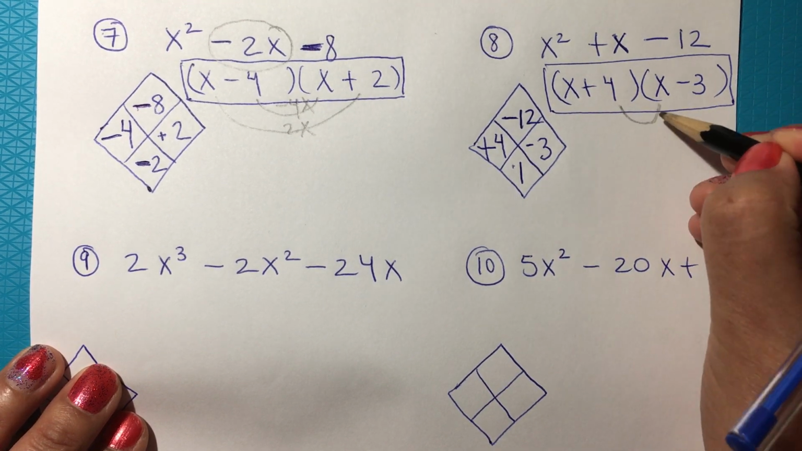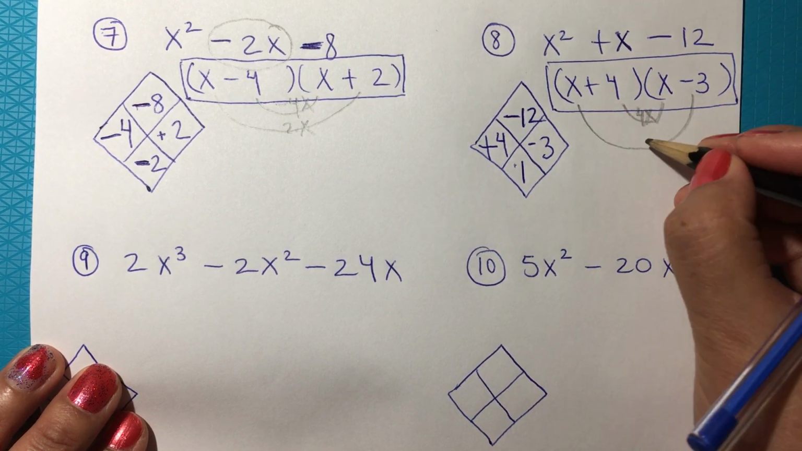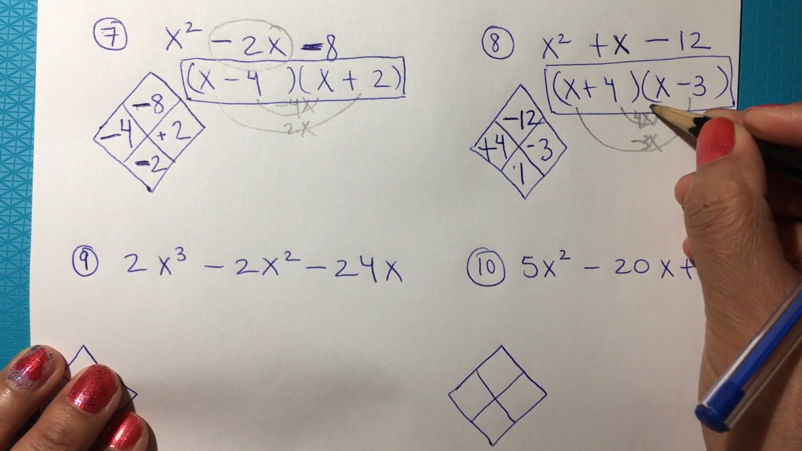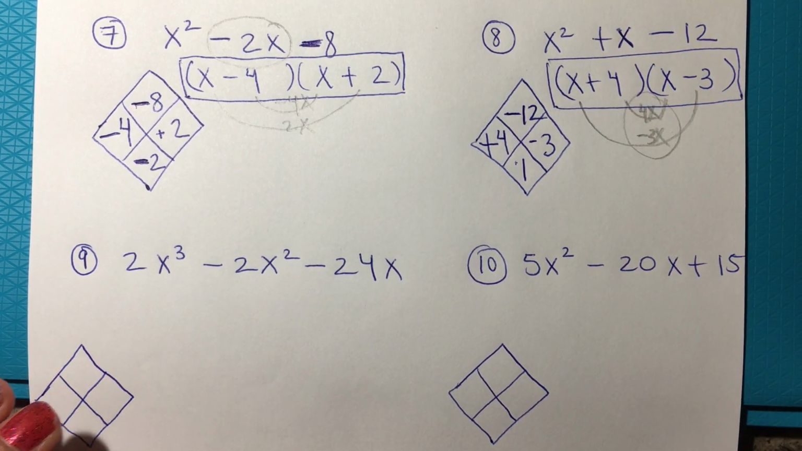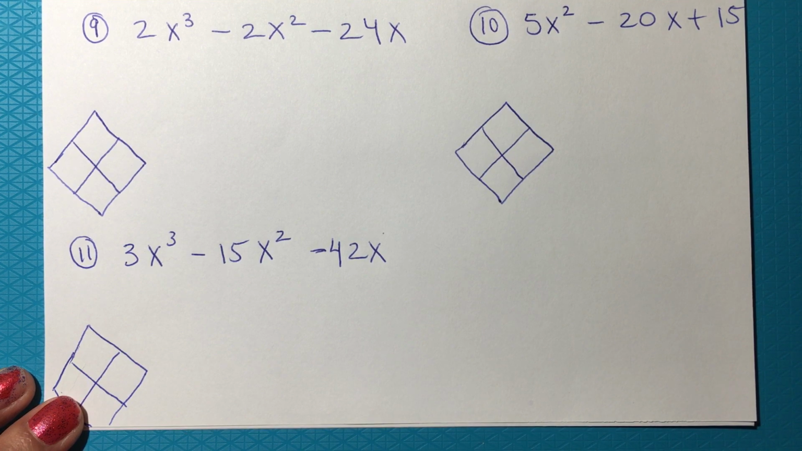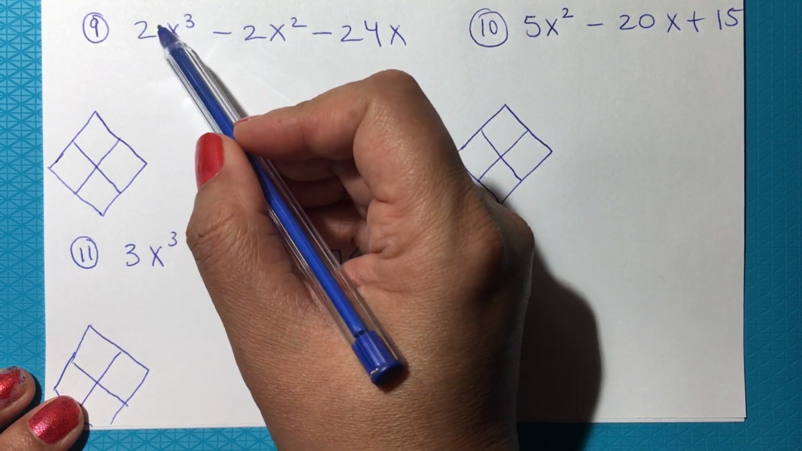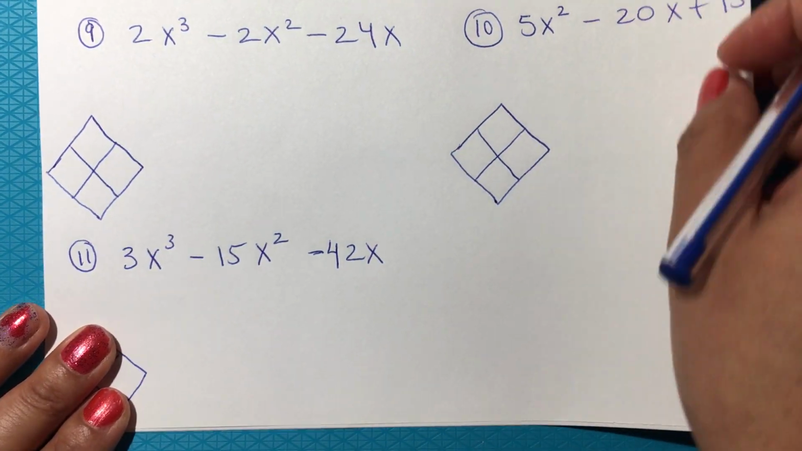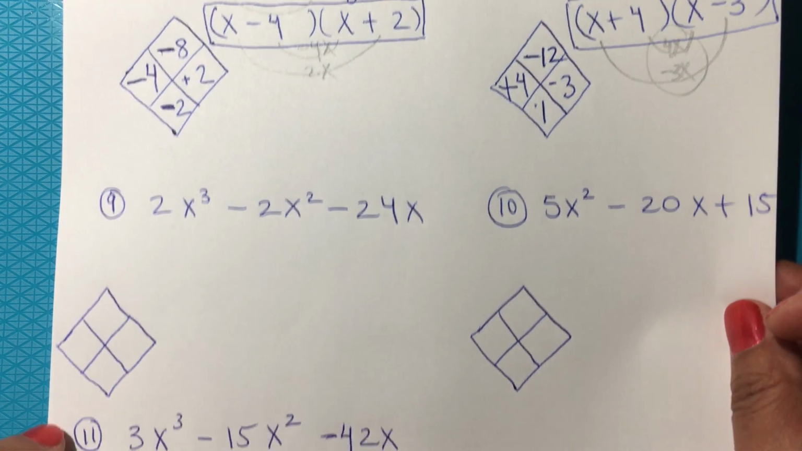So it's x plus 4 and x minus 3. We multiply 4 times x is 4x. x times -3 is -3x. And when we combine them, 4x minus 3x is +1x. And so the diamond can be used only when the leading coefficient is 1, when there is no A, B, and C. We don't have A in here.